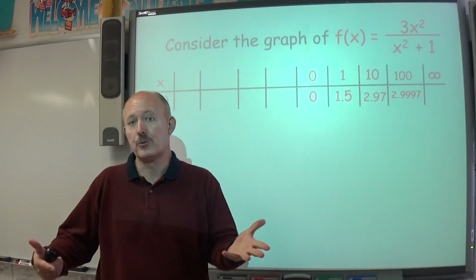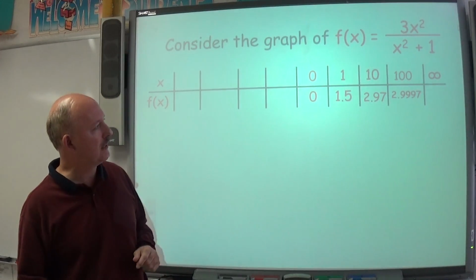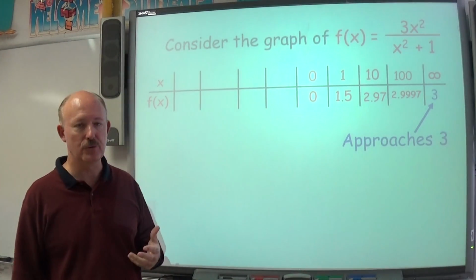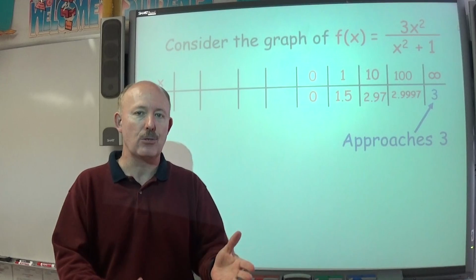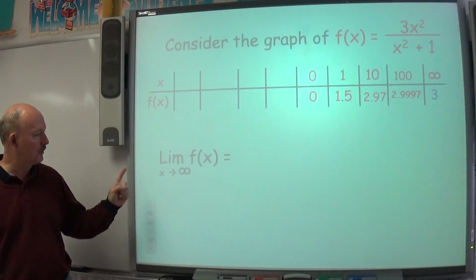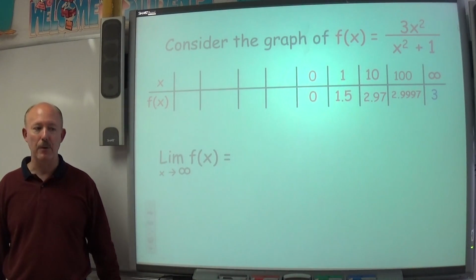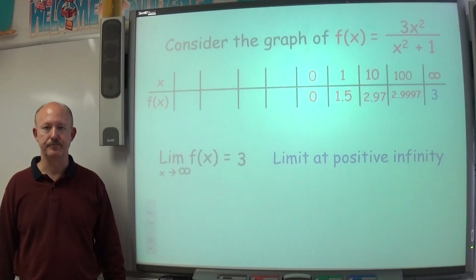That's basically a horizontal asymptote of this rational function. So we say as x approaches infinity, the y value approaches 3. It never actually gets to 3, it just keeps getting closer and closer and closer to 3. We're going to describe this as the limit as x approaches infinity of f of x, our function, is 3.